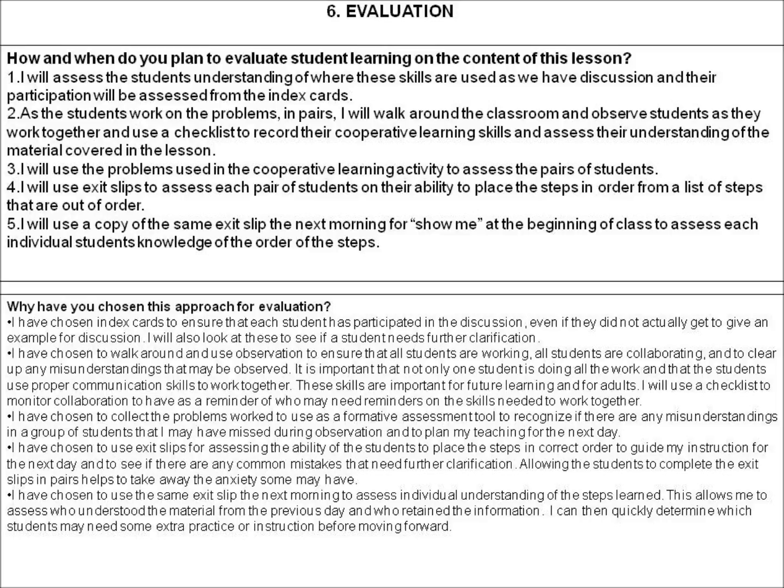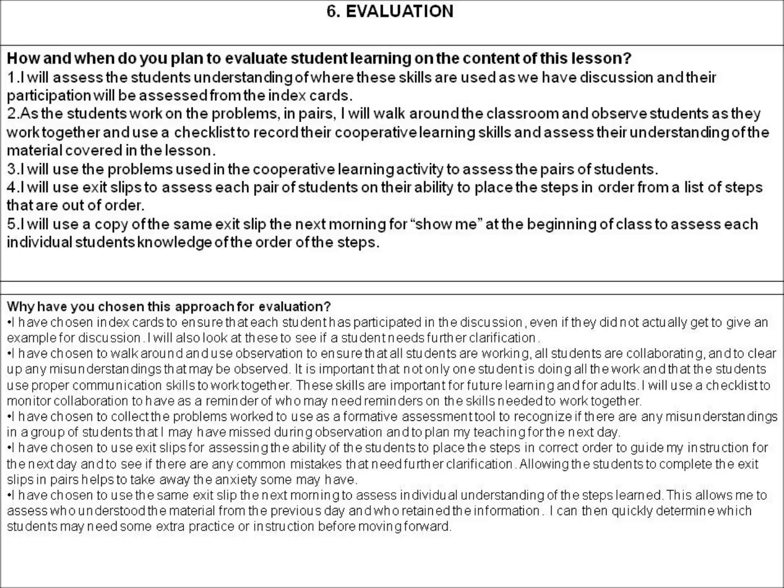For my evaluation, I will assess the students' understanding of where these skills are used as we have discussion, and their participation will be assessed from the index cards. As the students work on the problems in pairs, I will walk around the classroom and observe students as they work together, and use a checklist to record their cooperative learning skills and assess their understanding of the material covered in the lesson. I will use the problems used in cooperative learning activity to assess the pairs of students.